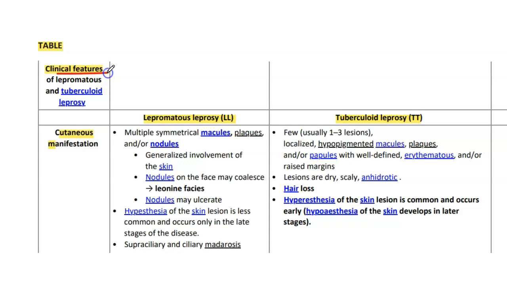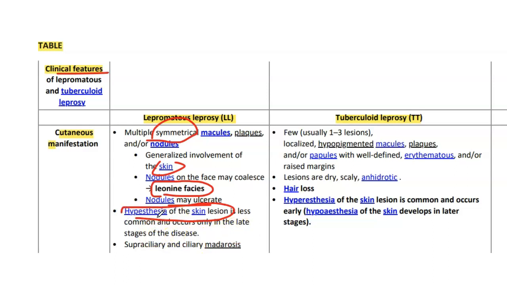This is the table which shows the clinical features of lepromatous and tuberculoid leprosy. In lepromatous, we will have multiple symmetrical macules, plaques, and nodules. There will be generalized involvement of the skin, and nodules on the face may lead to leonine facies. The face will look like a lion, and nodules can also ulcerate. There will be hypoesthesia of the skin. It is less common and occurs only in the late stage of the disease.